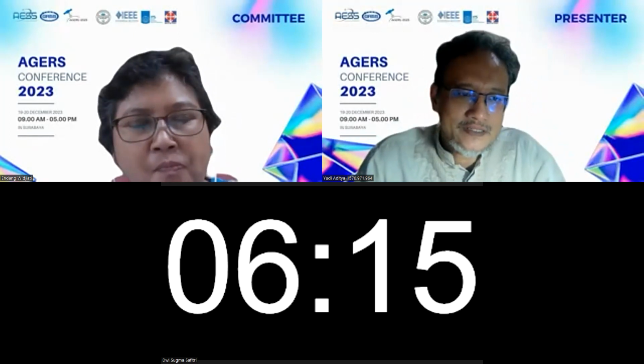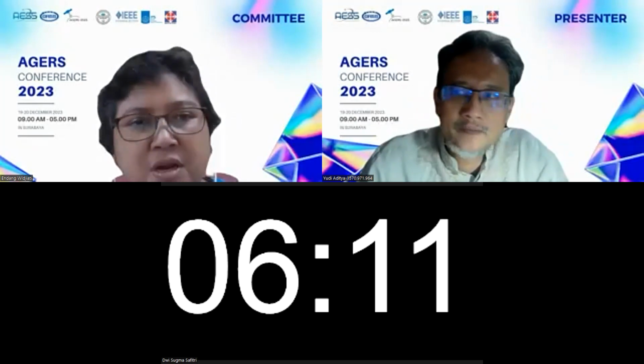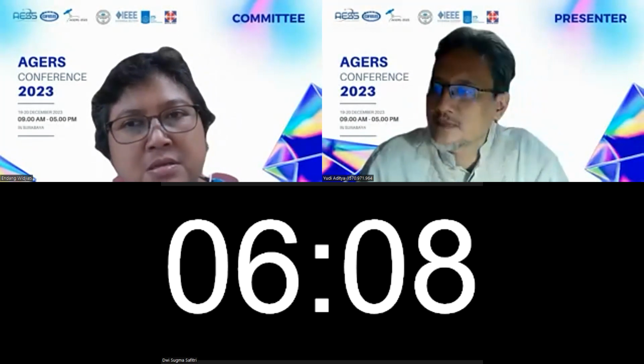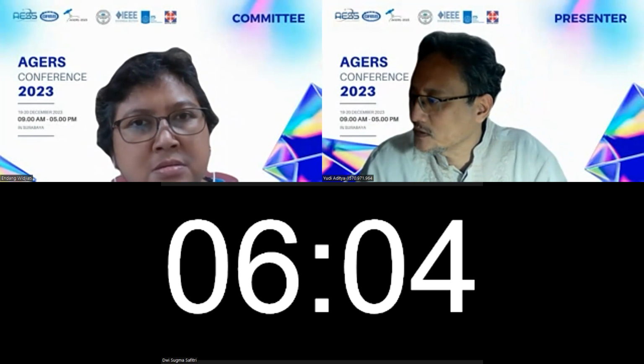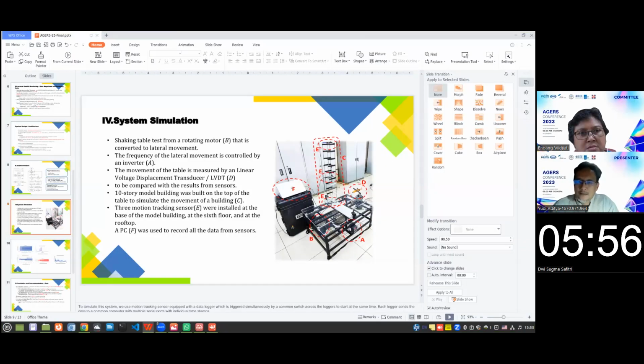I think the simulation is included in the results, one before the conclusion, page number nine. Let me show you the image here. This is the structure that we use for simulating our sensor. We have 10 structures here for different floor simulation. We put a sensor at different locations, and the ground here will move laterally, left and right, and we can modify the speed and the magnitude as well. Awesome.